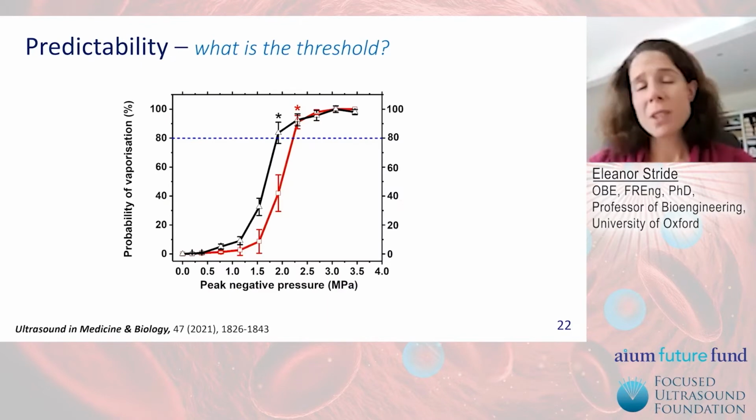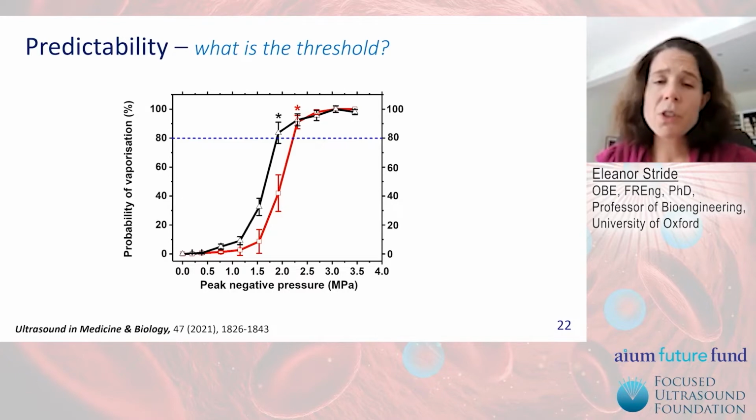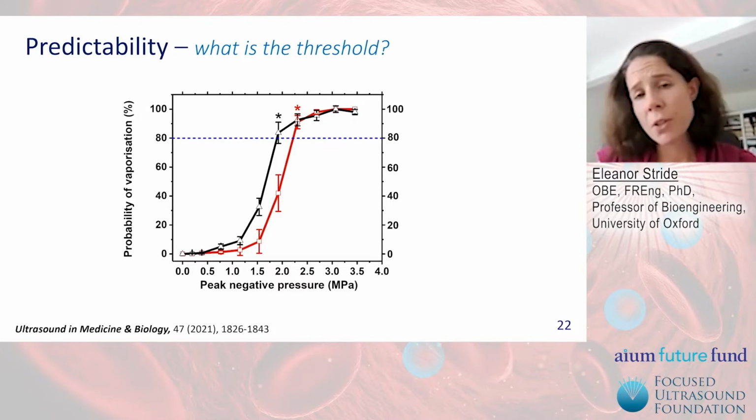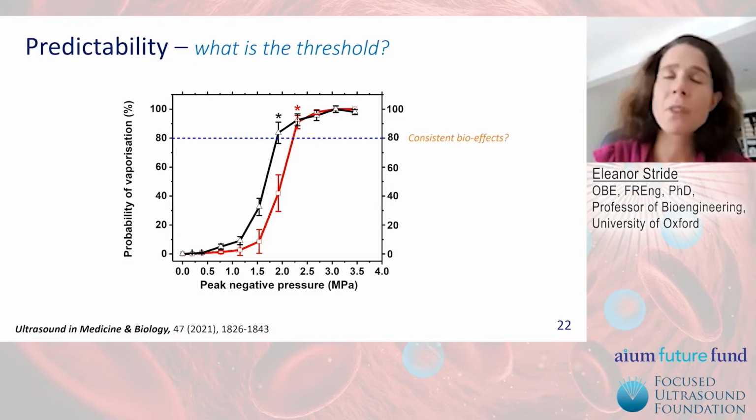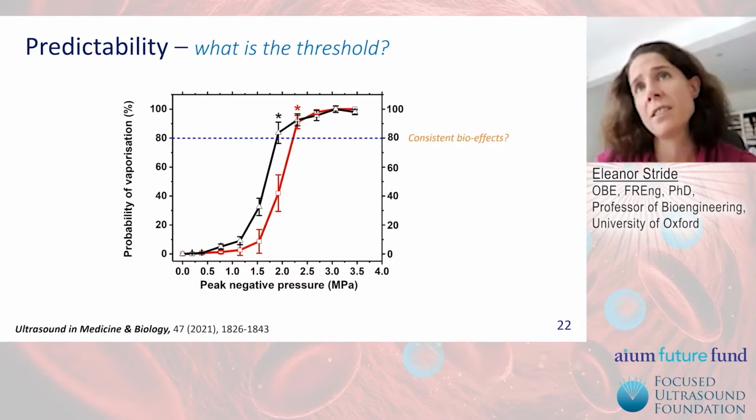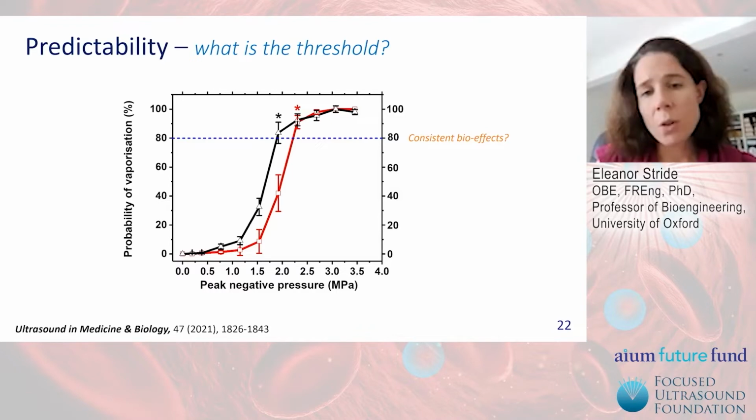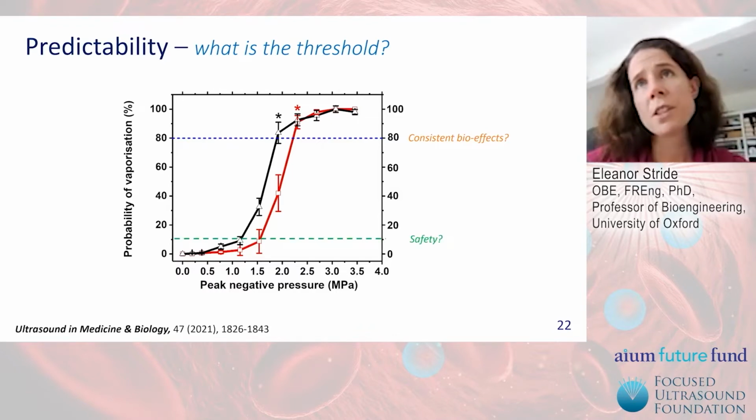Now, in addition to that, because vaporization is a stochastic process, it also gives us a problem with defining what exposure conditions should be used. Where do we define the necessary pressure threshold? If we want to ensure a sufficient number of bubbles are formed to produce a given bioeffect, then we actually need to use quite high pressures, but then the risk of off-target effects is significantly increased. Alternatively, if we define a low threshold for safety, then we lose reproducibility of the effect.